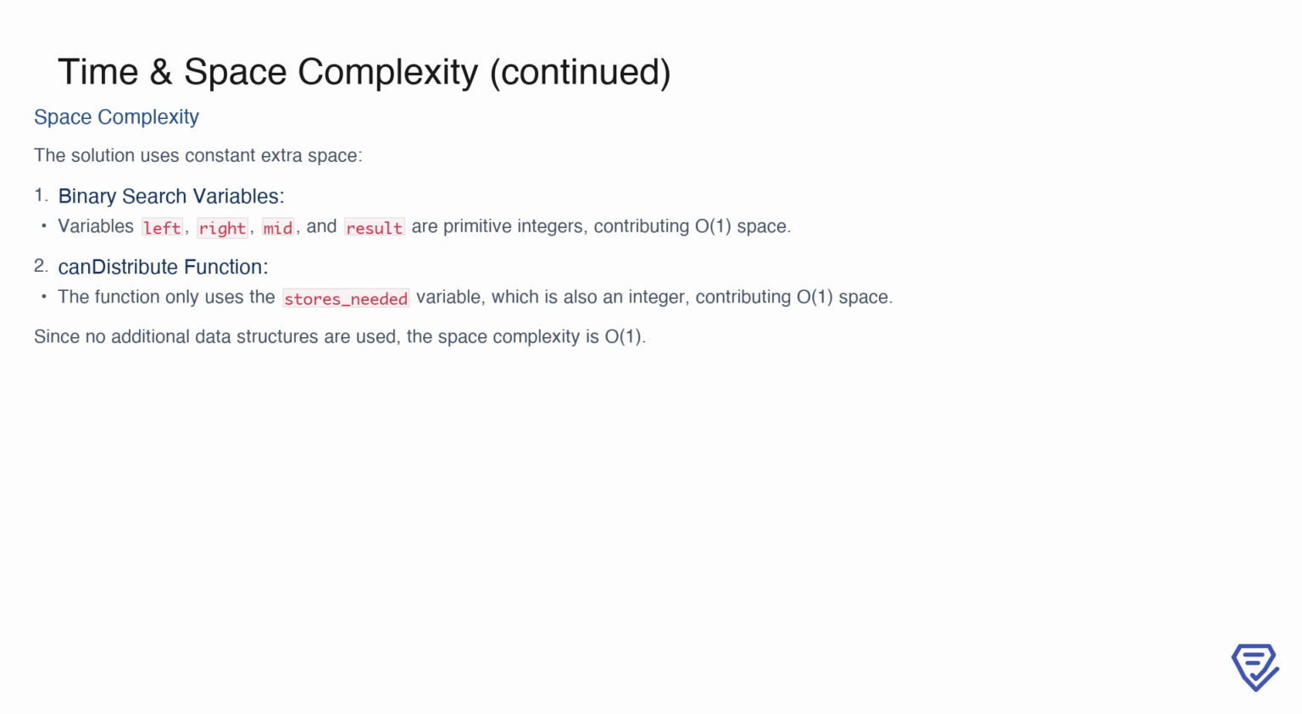Now, let's consider the space complexity of the solution. The binary search itself only requires a few primitive variables, such as left, right, mid, and result, to keep track of the search range and the current result. All of these are integers, contributing a constant O(1) space. Additionally, the feasibility checking function, canDistribute, uses a single integer variable, stores_needed, to calculate the number of stores required for a given mid value. Since no additional data structures are created during the solution process, the overall space complexity is O(1). This makes the approach highly space efficient as it does not depend on the size of the input.